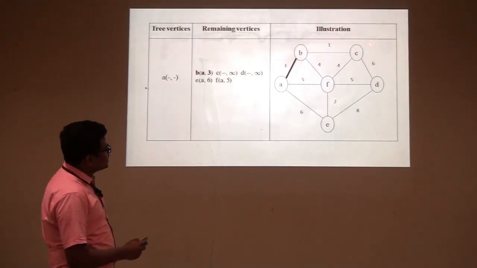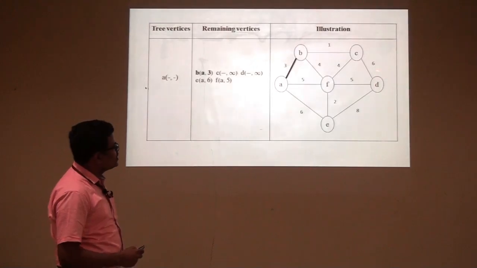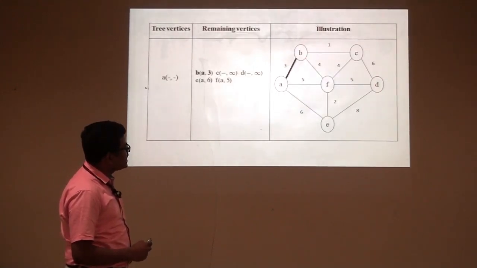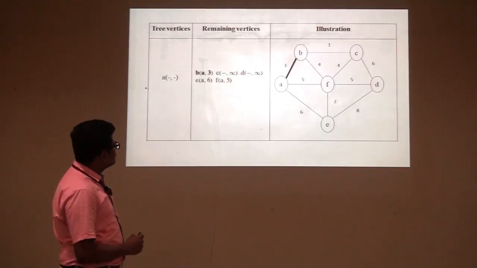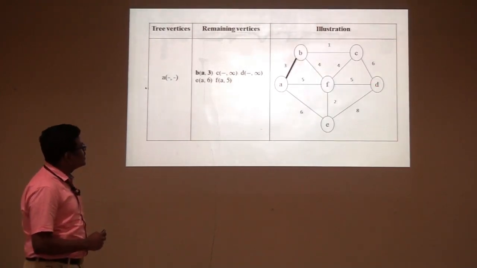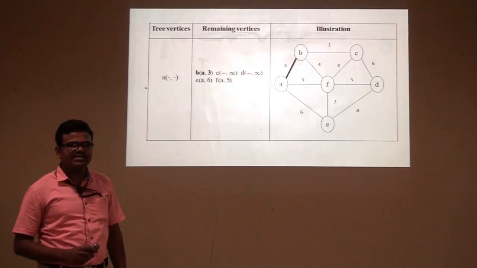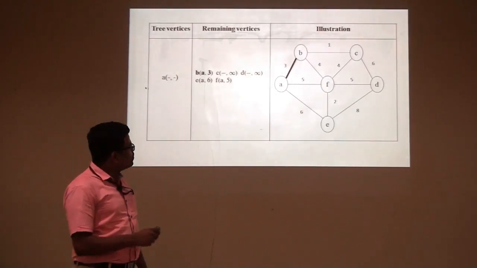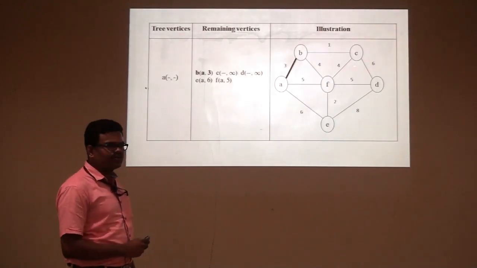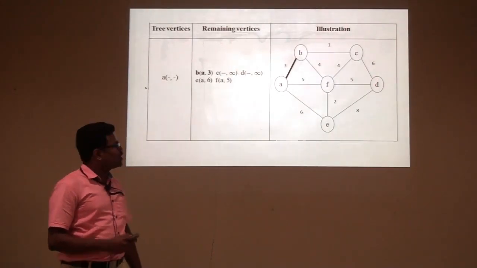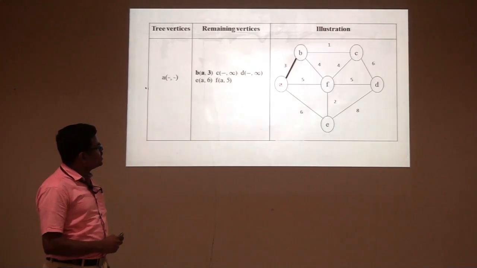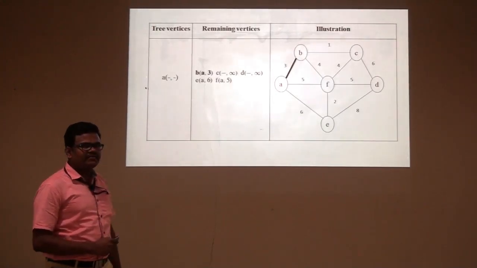For the C node and the D node, there is no direct connection from A to C and A to D. So for these two vertices alone we are giving a dash, or infinity, because we do not know how long it takes to connect to C and how long it takes to connect to D.